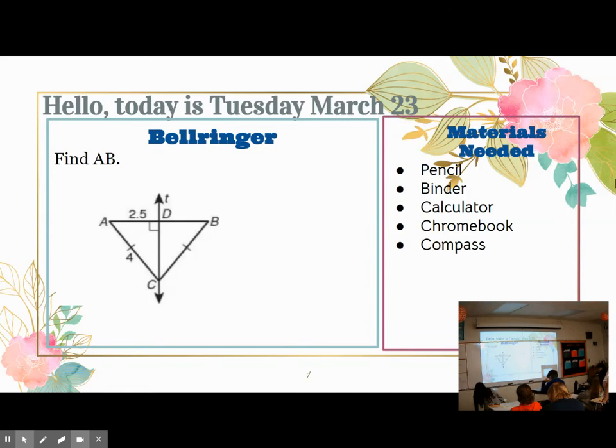You can put your bell ringer away. I need you to get out your 8.1 worksheet that I gave to you, and then I need you to get a pen, a marker, colored pencil, something that stands out that's not a pencil. And I need you to make corrections. Make sure you make corrections on your paper if you got the wrong answer.